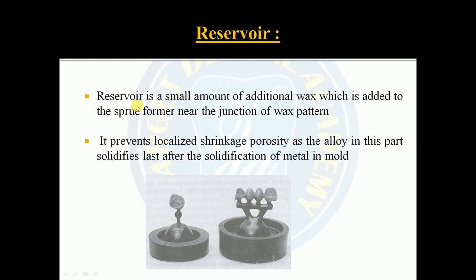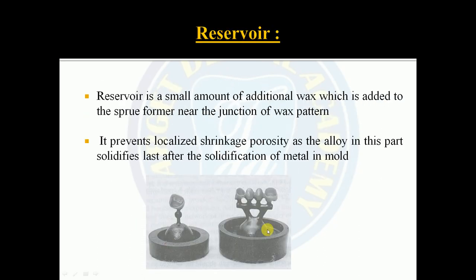A reservoir is a small amount of additional wax which is added to the sprue former near the junction of the wax pattern. It prevents localized shrinkage porosity, as the alloy in this part solidifies last, after the solidification of metal in the mold. So for this you need a reservoir.